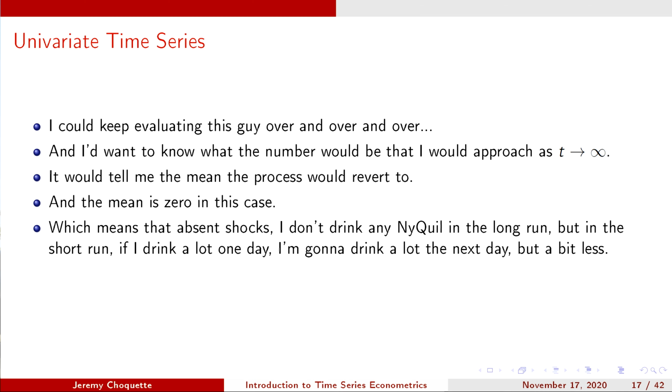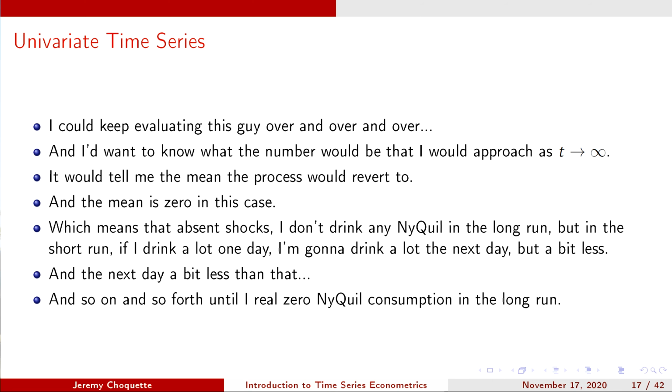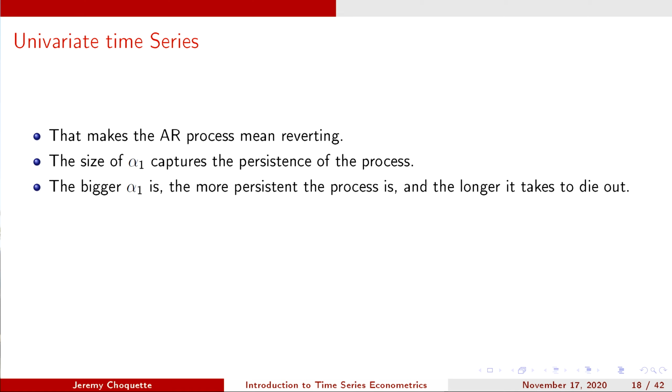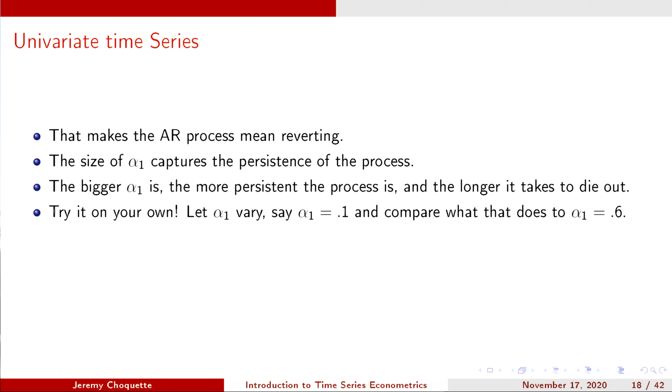And the mean in this case is 0, which means that absent shocks, I don't drink any NyQuil in the long run. But in the short run, if I drink a lot one day, I'm going to drink a lot the next day, but a little bit less, and then a little bit less than that the day after, and so on and so forth until I reach 0 NyQuil consumption in the long run. All right, this makes the AR process mean reverting. The size of that alpha 1 captures the persistence of the process. The bigger alpha 1 is, the more persistent the process is, and the longer it's going to take to die out.